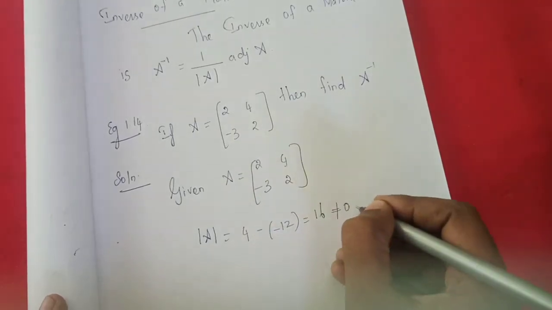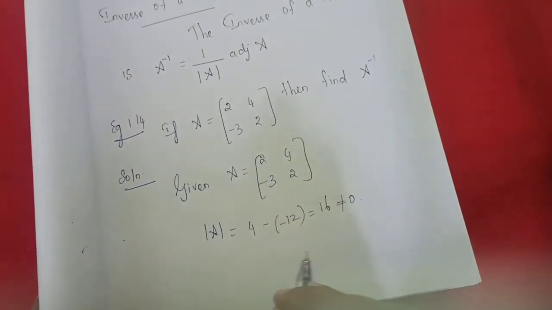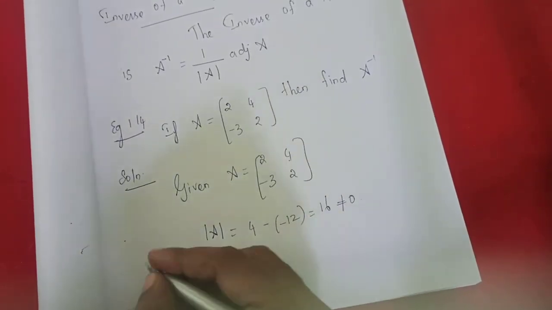Whether it is equal to 0? It is not equal to 0. If it is not equal to 0, we can say that A is a non-singular matrix. Already I taught you what you mean by singular matrix and non-singular. So the value is not equal to 0 means we will say A is non-singular.